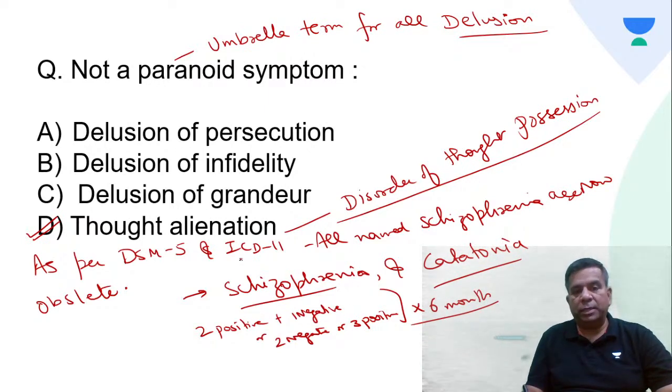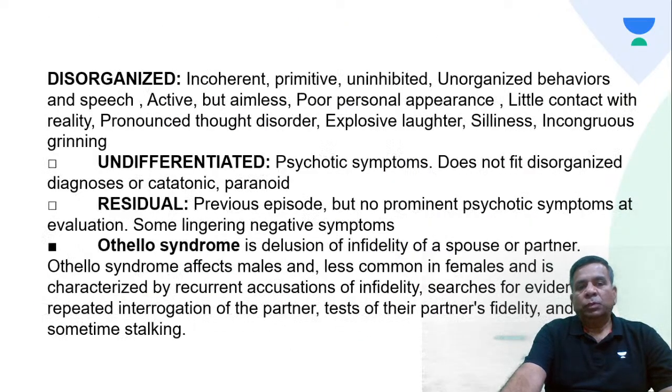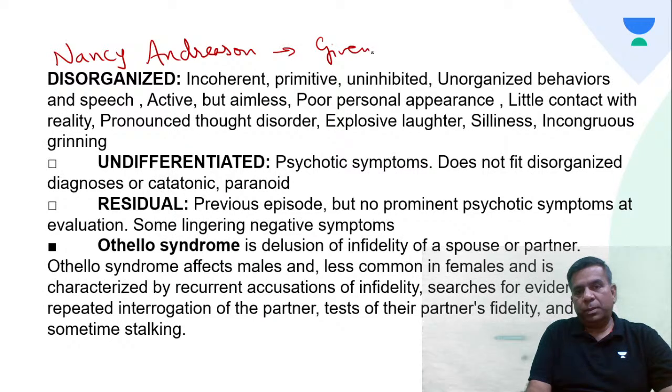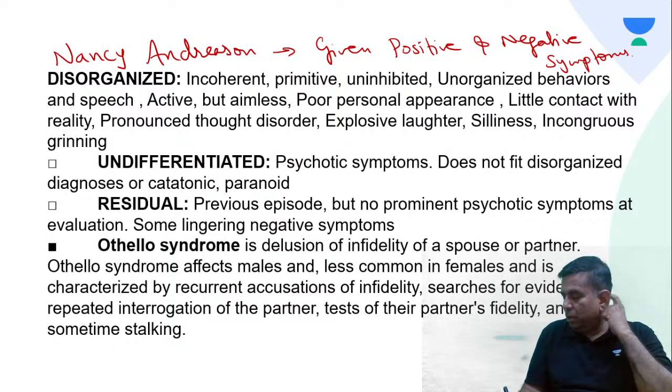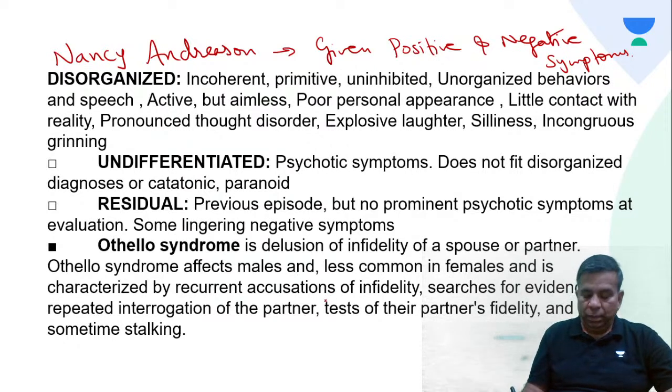So we may have a latest MCQ asking who gave the concept of positive and negative symptoms. We must know that it was Nancy Andreasen. Anything extra compared to a normal person is a positive symptom. What we all have and they don't have is a negative symptom. We all have motivation to work, socialization, language, talk, and attention to focus. Anybody lagging in that will be called a negative symptom.